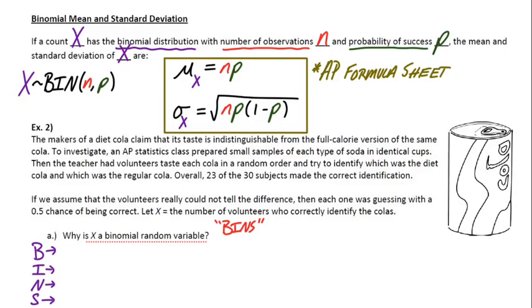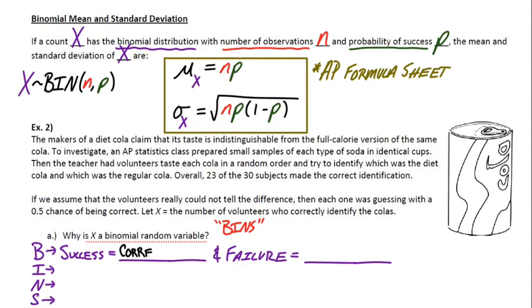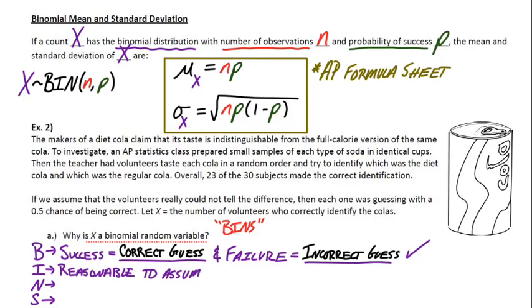So for the binary one, for B, well, we know we have a success and a failure option. The success would be a correct guess, and then a failure would be an incorrect guess. And then as far as I is concerned, I can't use the 10% condition, but since these were subjects in an experiment, it's safe to assume that their guesses are independent.